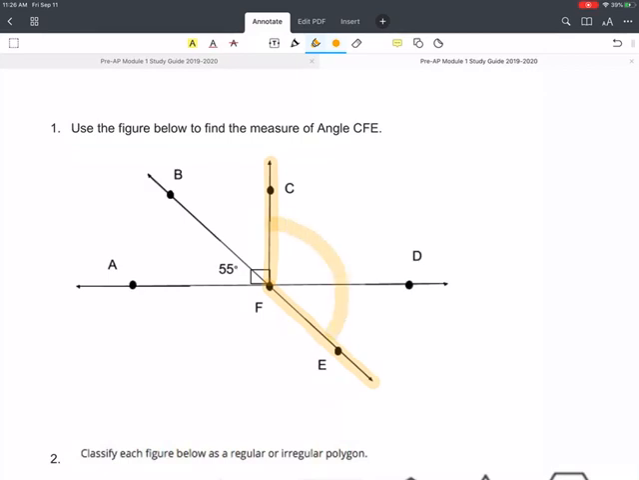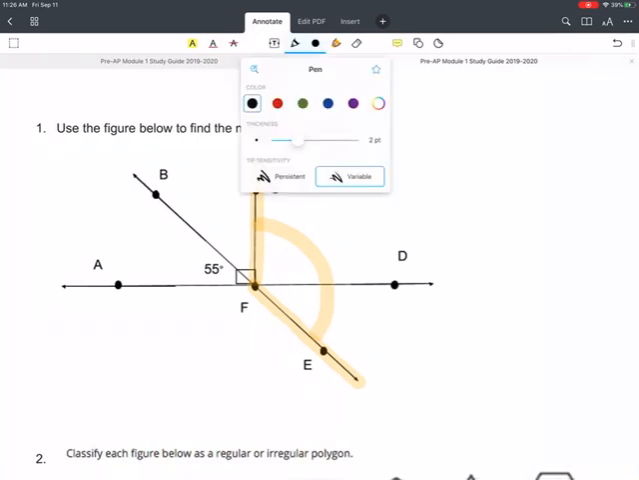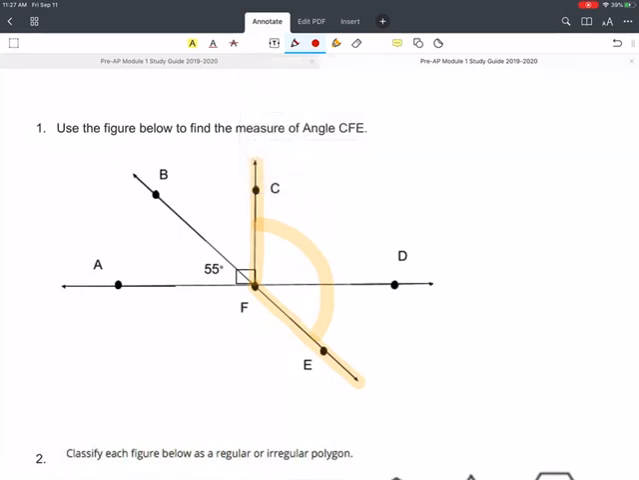So when I look at what this diagram gives us, I see it gives me a right angle, and it gives me an angle that is 55 degrees. The right angle is made up of perpendicular lines. So knowing that, I know the other side of the perpendicular lines is also 90. So I know this angle is 90 degrees.